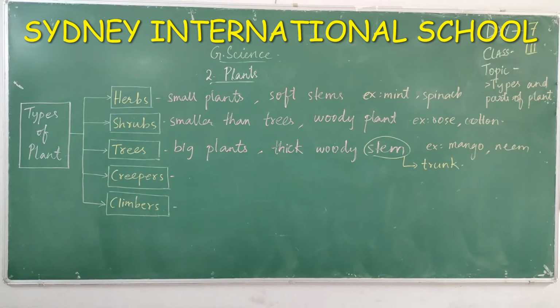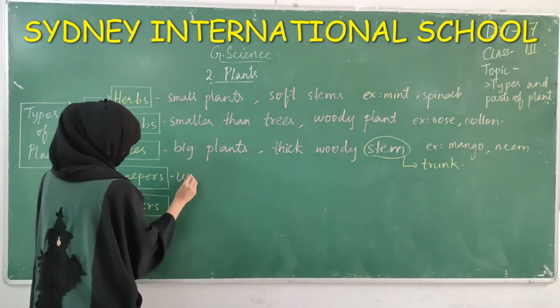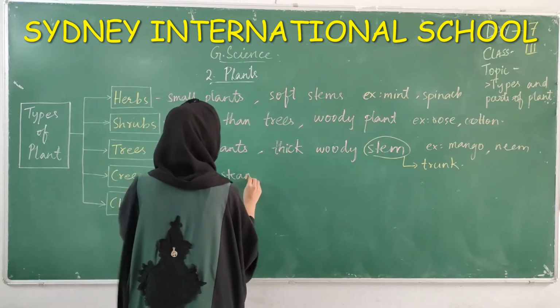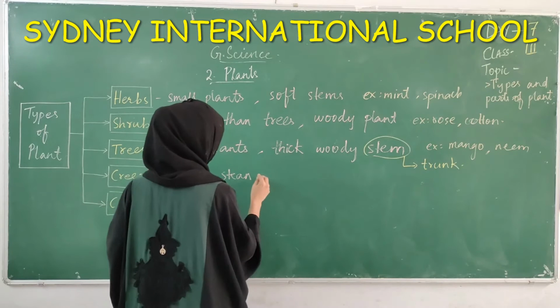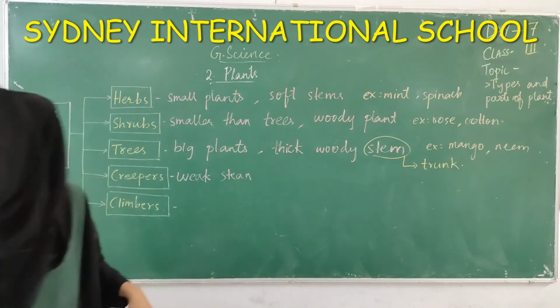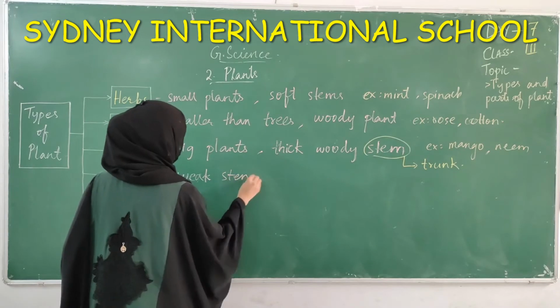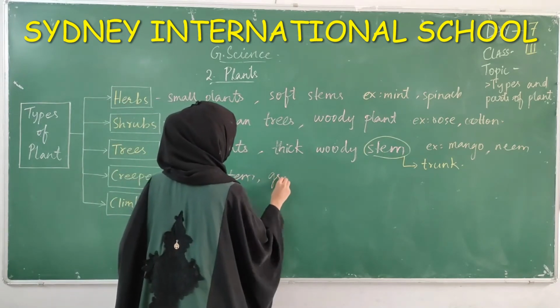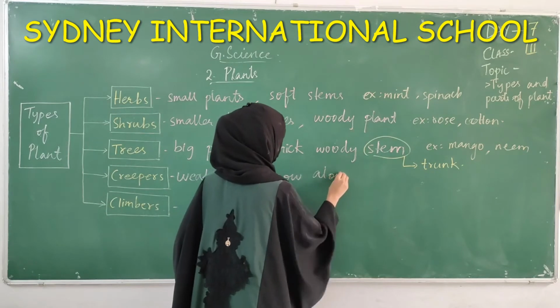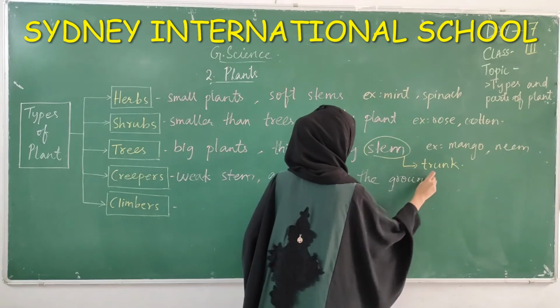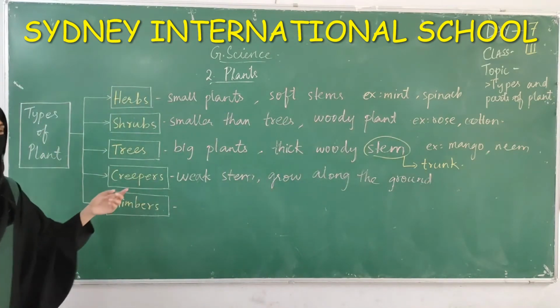Now next we have creepers. Okay, creepers have weak stem and grow along the ground. How are creepers? Weak stem, and they grow along the ground. Now, creepers are having very weak stem.